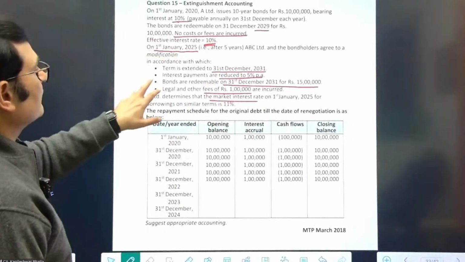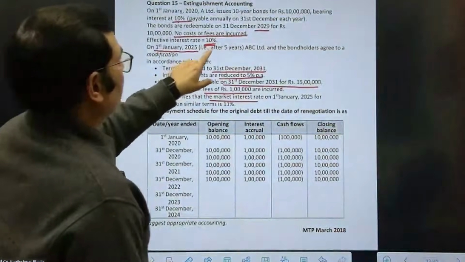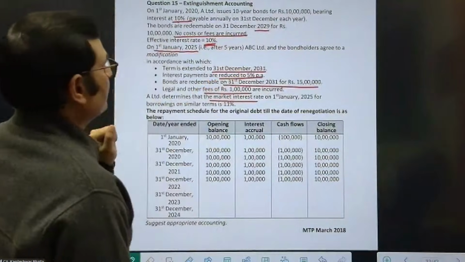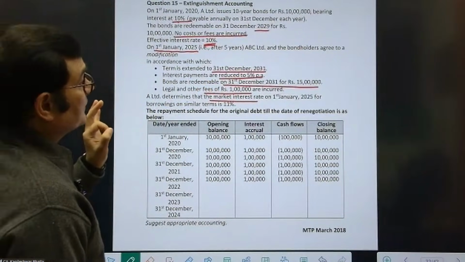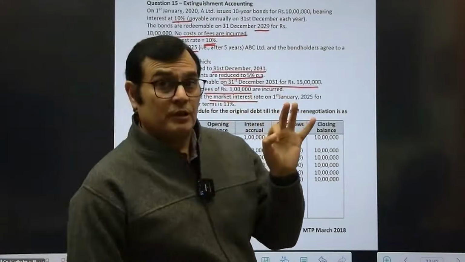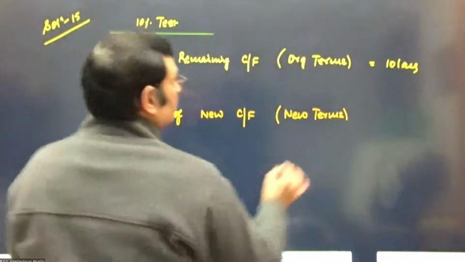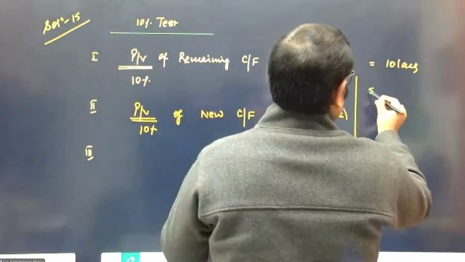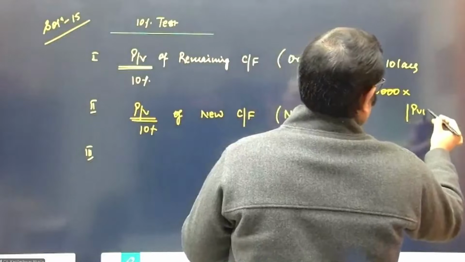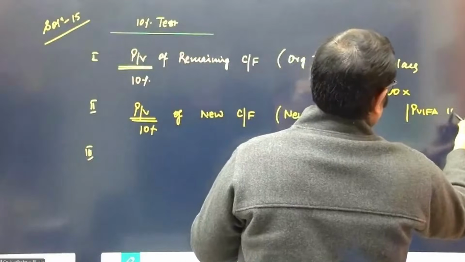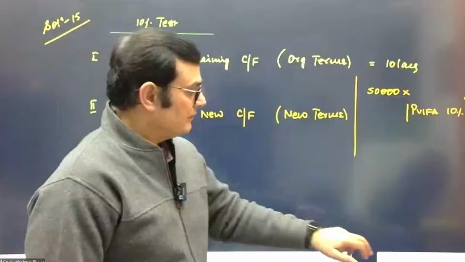We are given that the tenure is extended by another 2 years instead of 29. Now it is going to be redeemable on 31st. So interest payment is now 5%. On 10 lakhs, you will pay 5%, that is 50,000. You are going to pay 50,000 for how many more years? We need a PVIFA at the rate of 10%. How many years? 7 years.